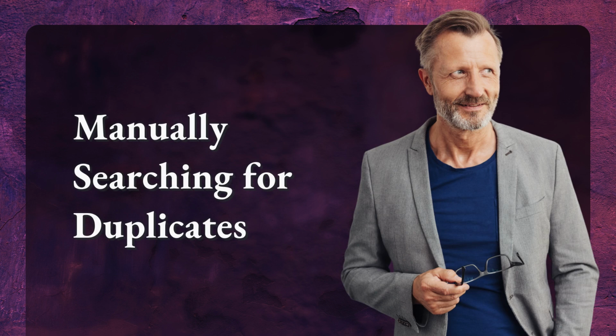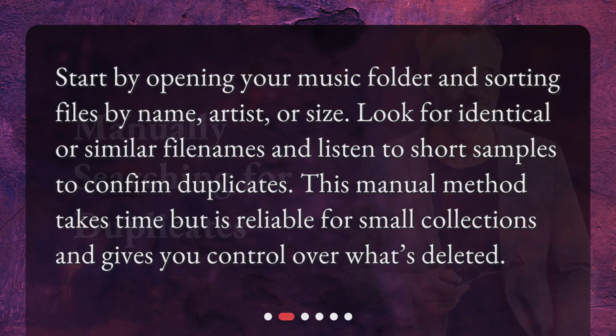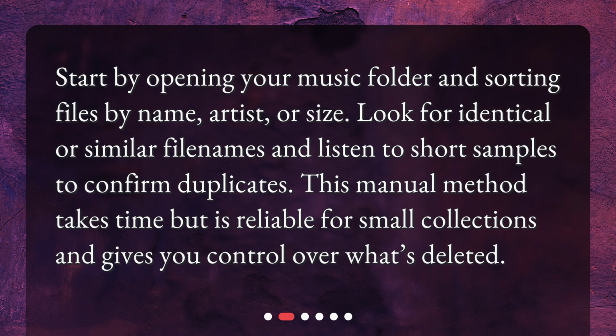Manually searching for duplicates. Start by opening your music folder and sorting files by name, artist, or size. Look for identical or similar file names and listen to short samples to confirm duplicates. This manual method takes time but is reliable for small collections and gives you control over what's deleted.